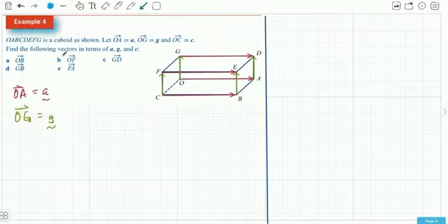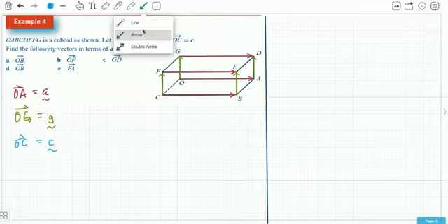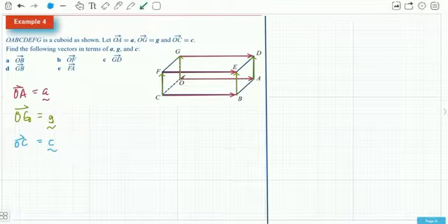And the last one, we'll do in blue, is going to be O to C, which was a good TV show in the old days. OC is this vector going from O to C. Again, if we look at any other vectors, you can see this one, and this one, and this one. They're all going in the same direction, they're all parallel, and they're all the same length because we know that property of this rectangular prism.